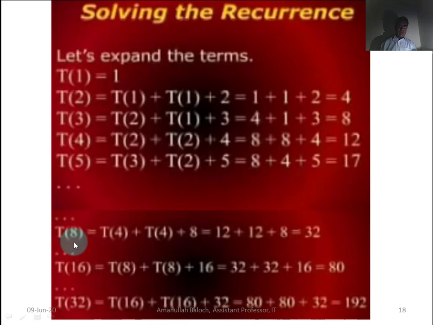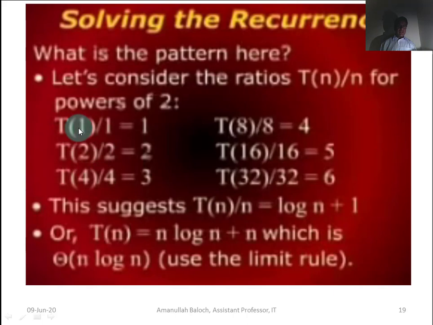So we have taken T of 1 divided by 1. We will follow this relation. T of 1, where n is 1, divided by 1. T of 1 is equal to 1, so 1 divided by 1 is equal to 1. T of 2 divided by 2: the value of T of 2 in the previous slide is 4, so 4 divided by 2 is equal to 2. T of 4 divided by 4: the value of T of 4 is 12, and 12 divided by 4 becomes 3.